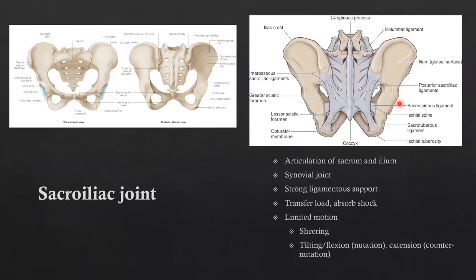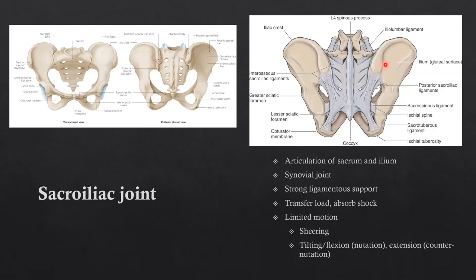Our next joint is our sacroiliac joint, also known as our SI joint. Same thing with our anterior superior iliac spine, you can also palpate the posterior superior iliac spine. It will be that bony protrusion on both sides of your lower back. This is the articulation between the sacrum and the ilium bone.